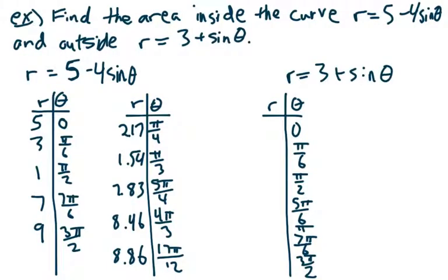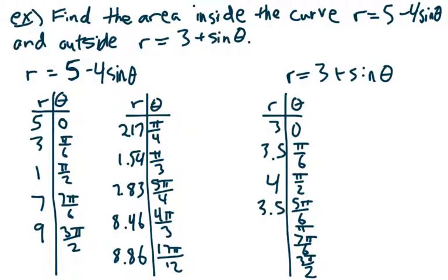So here's a smattering of some good things to plug in. 0. 3 plus 0, check. Pi over 6, I did the thing again. Pi over 6 turns sine into 1/2. 3 plus 1/2, you can call it 3.5. We're going to have to use decimals for the weird stuff anyway. Pi halves. 3 plus sine of pi halves is 3 plus 1. 5 pi over 6. This thing is symmetric about theta equals pi halves. This is going to give us the exact same thing as pi over 6.